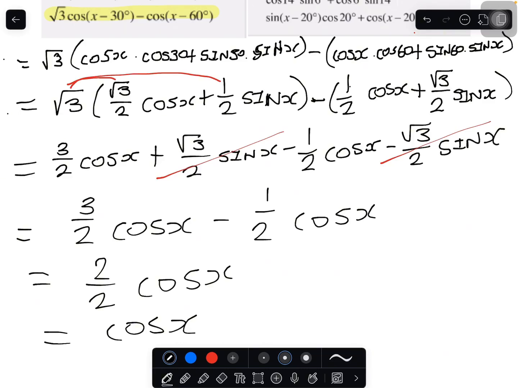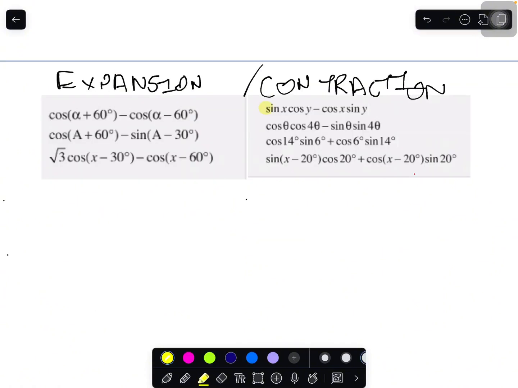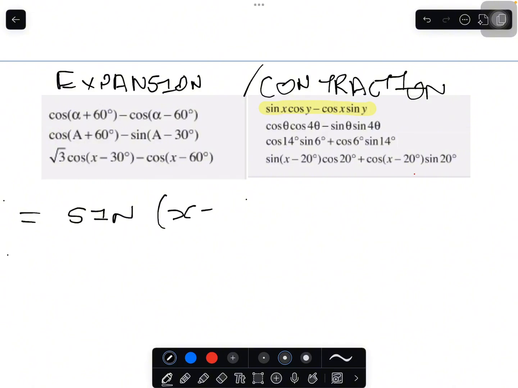Let's move on to the contraction exercises. Let's start up with this one right here. And here I have sine x cos y minus cos x sine y. So I know I'm dealing with my sine compound angle. And since I'm dealing with my sine compound angle, I know that this sign is going to change. This sign right here, this negative, is going to stay a negative. So I'll have x minus y. And it's that simple. On to the next question.